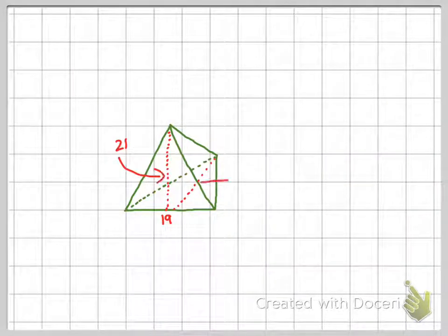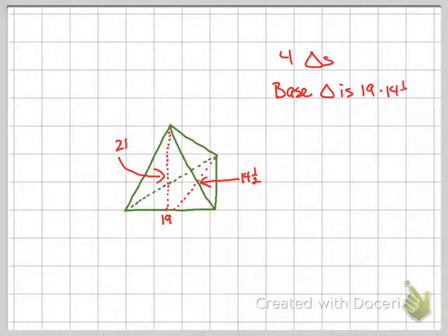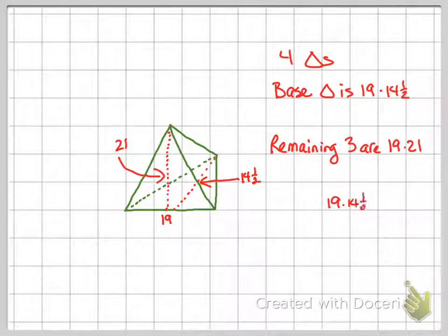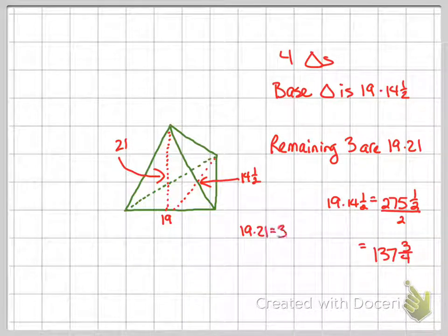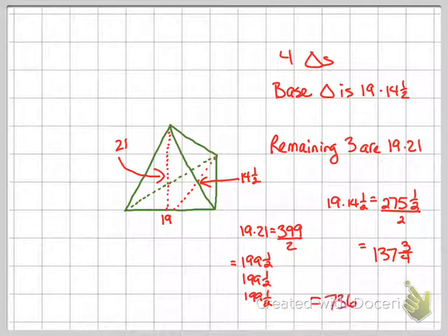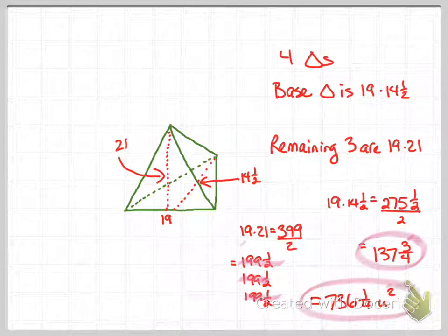Here's a triangular-based pyramid. The 3 triangles that go around to the top are all congruent. The base one used different numbers. My base triangle numbers were 19 times 14 and a half. That is expressed down here. If you follow the logic, I did 19 times 14 and a half, and then I divided that by 2. My other triangles were 19 times 21, which was 399. That divided by 2 gave me the 3 numbers I just highlighted, 199 and a half, and the combined total ends up being 736 and 1/4 units squared.